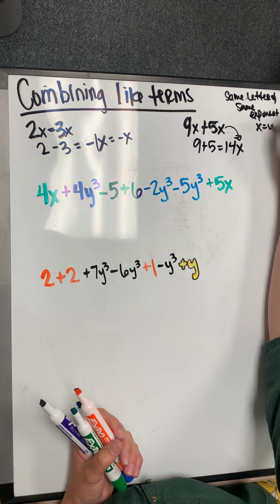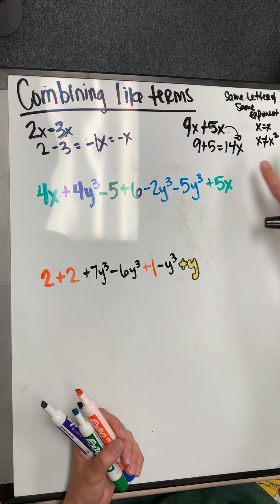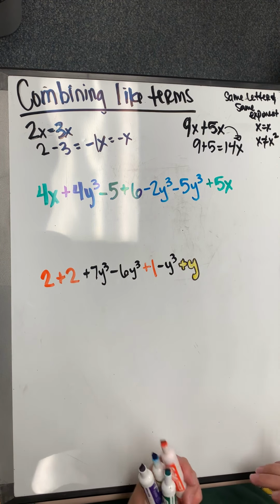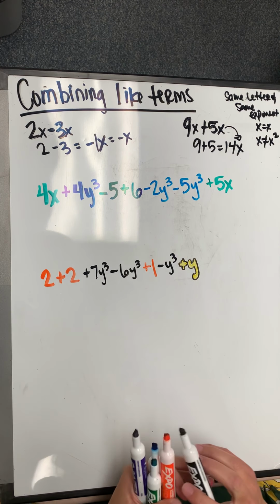So x's can go with x's, but x's cannot go with x squareds. They aren't the same thing. So it has to be the same letter and the same exponent.